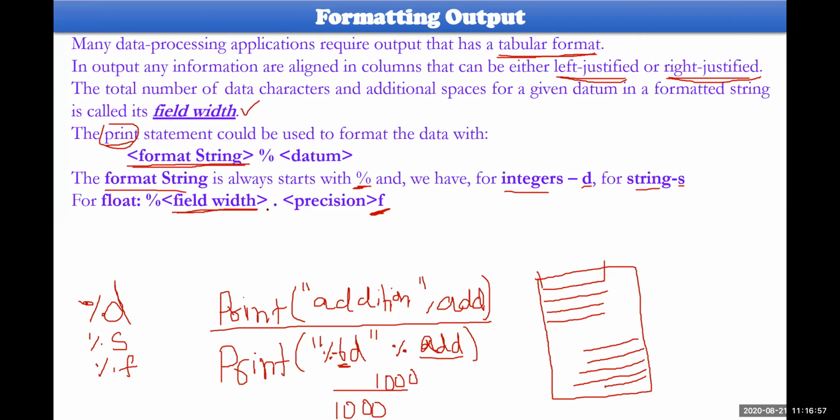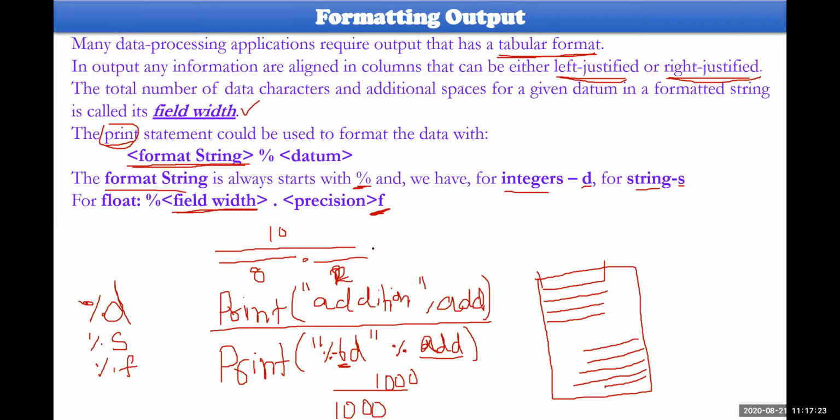Out of these 10 characters, 2 characters will be for the decimal part. So something like this: the total length will be 10 characters. Out of this 10, 8 characters will be taken for the integer part, and 2 more characters for the precision part. So that is the importance of this. 8 will be for the integer part, and 2 characters will be for the precision part.